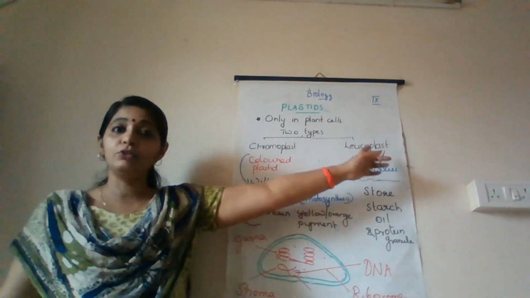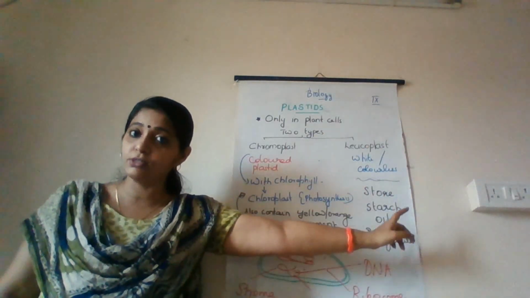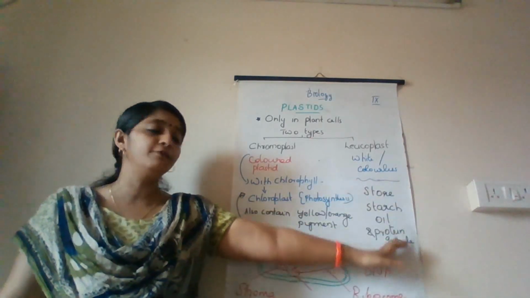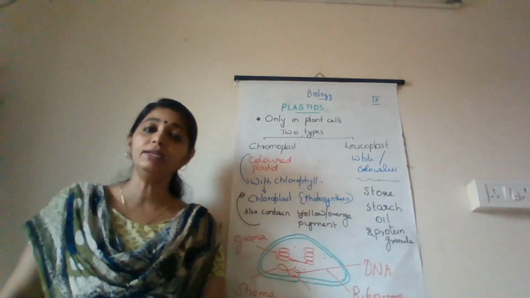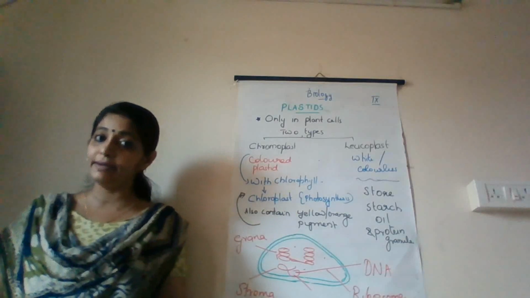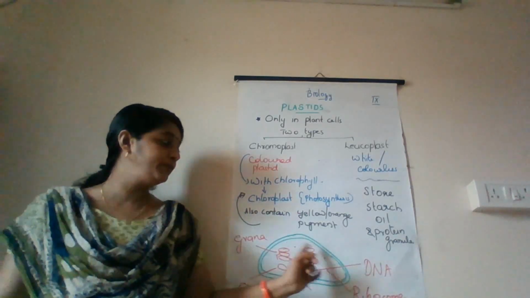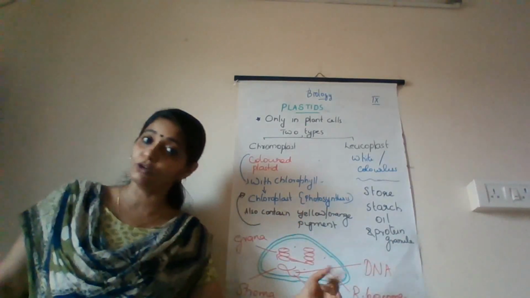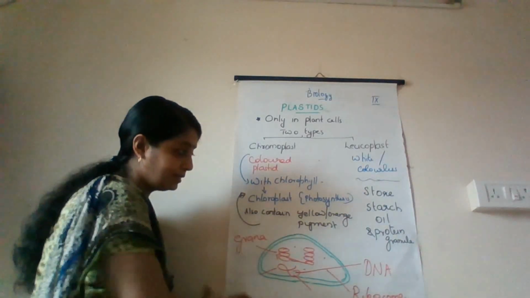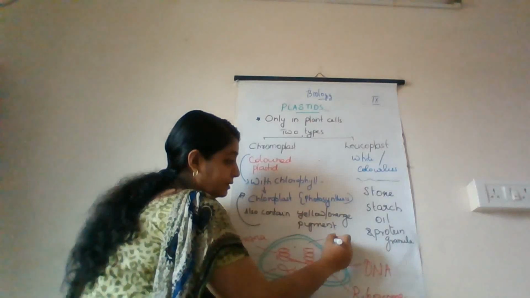Now coming to leucoplast, they are colorless or white colored plastids. Their main role is storage of starch, oils and protein granules. Coming to the structure, it has a double layered membrane outside, and within the membrane there is ground material called stroma. I'll write stroma here.